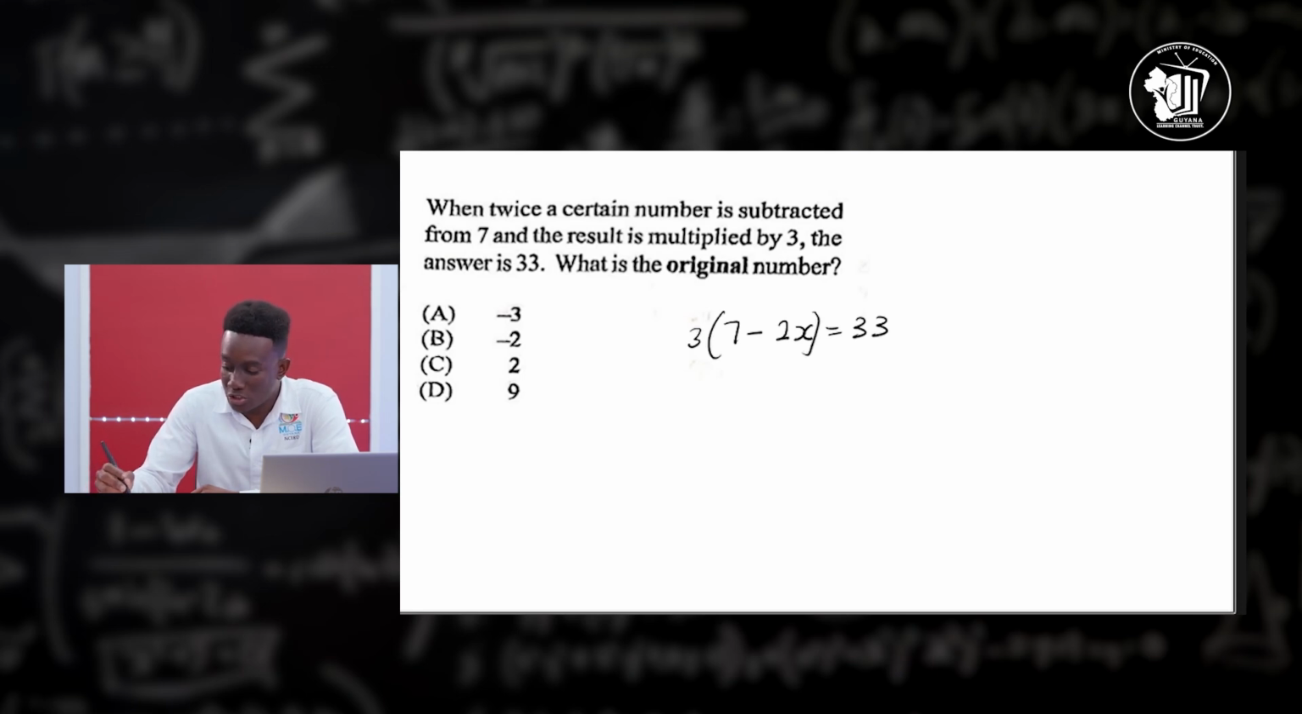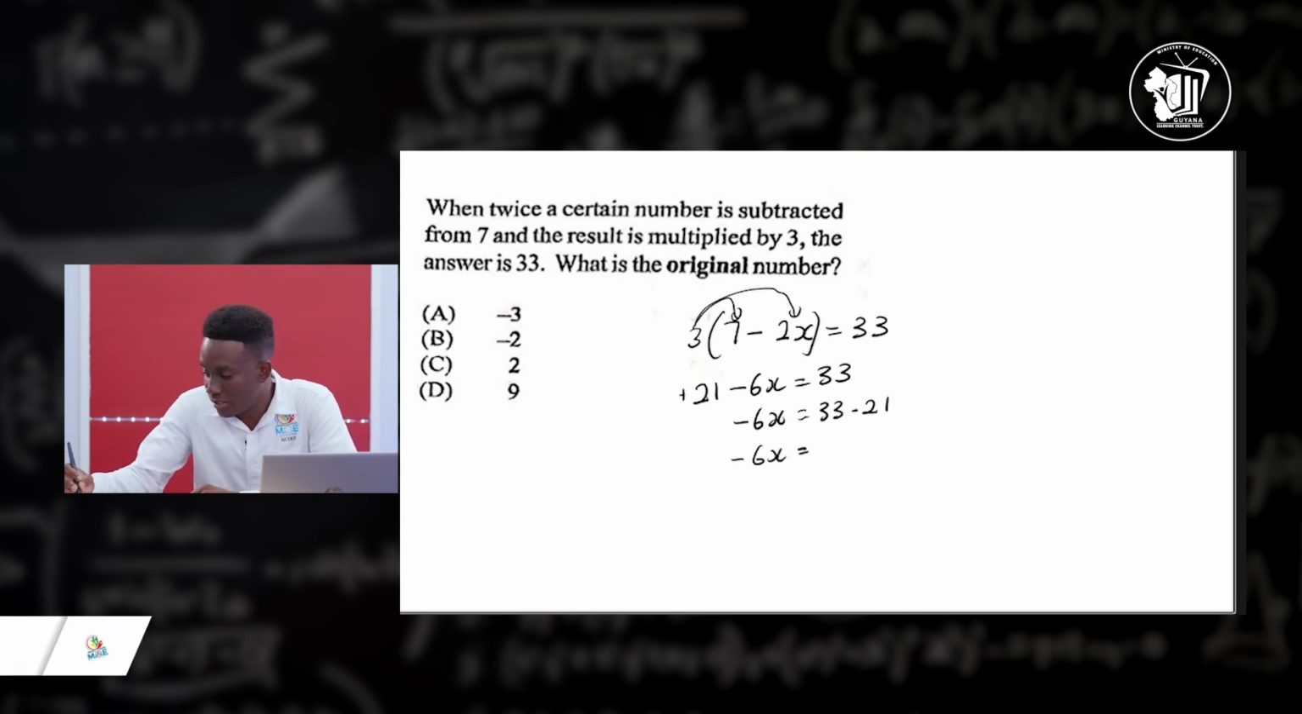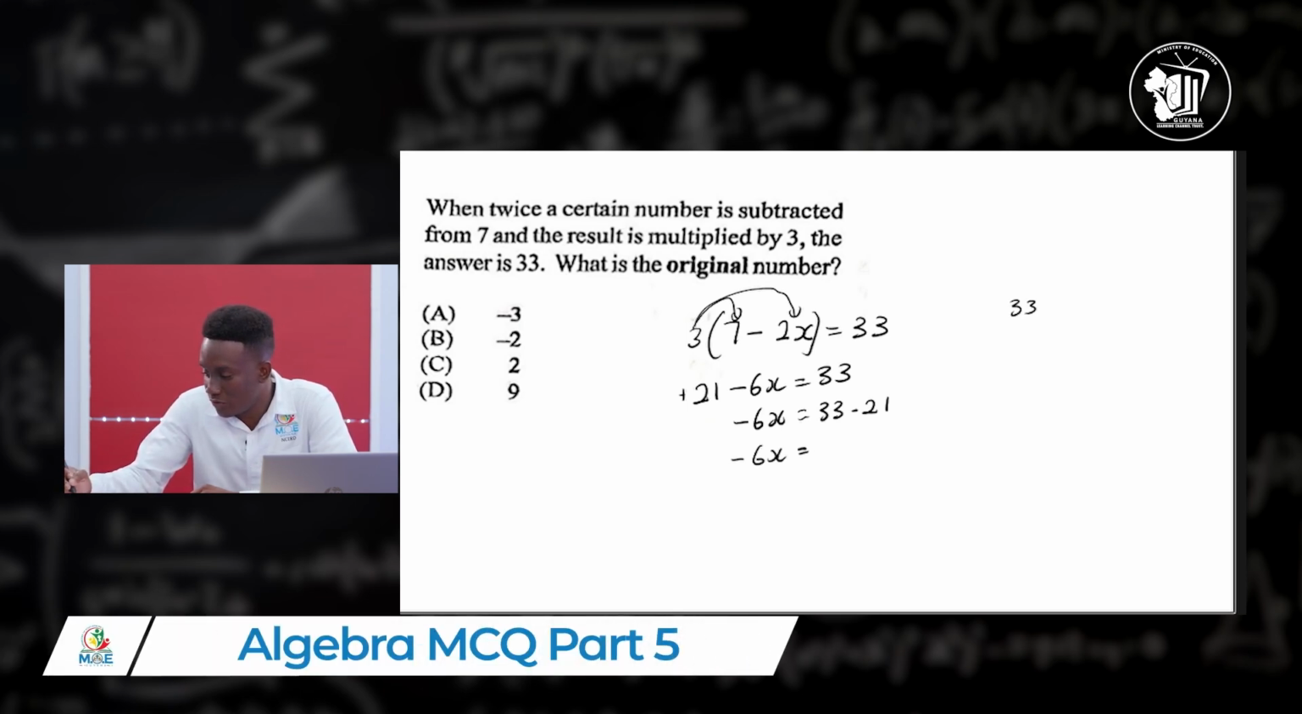So we want to find what is the original number, meaning we want to find the value of x. So we can distribute this 3 throughout here to get rid of the brackets. 3 times 7 would be 21. 3 times negative 2x would be a negative 6x is equal to 33. So negative 6x, this 21 is added, so we will subtract. This will be equal to 33 subtract 21. Remember, we don't have calculators, so 33 subtract 21 will give me 12.